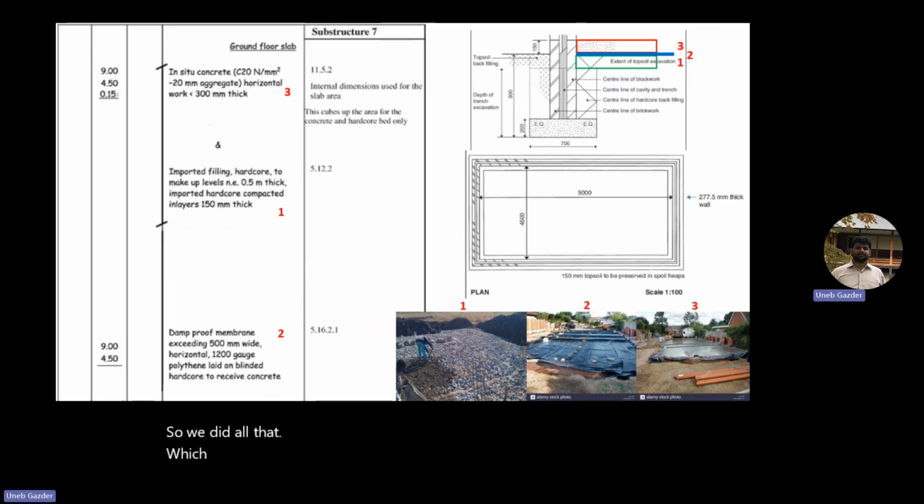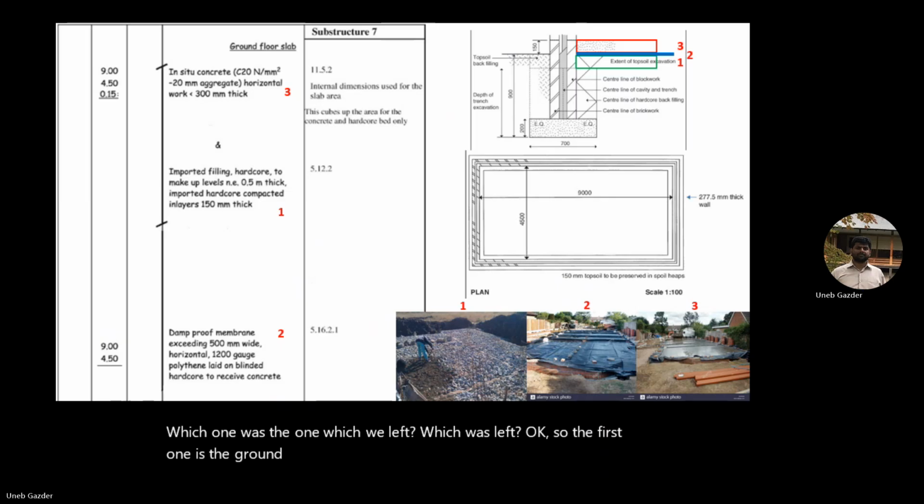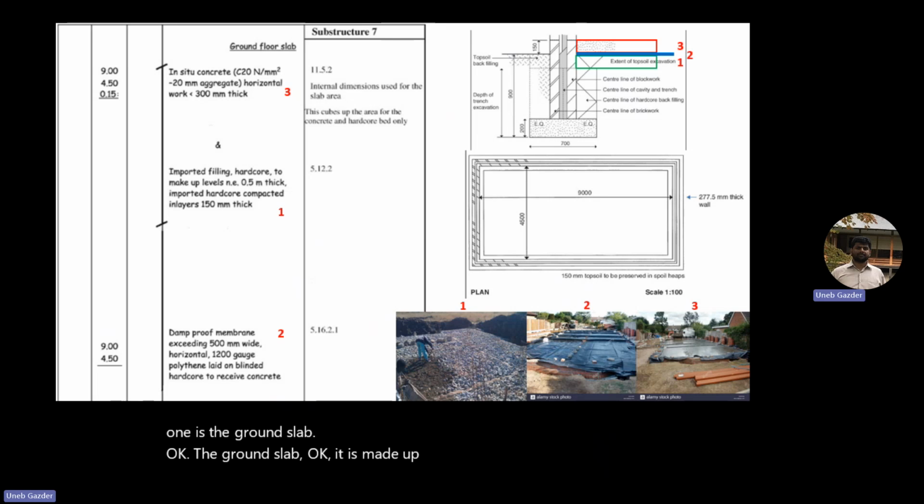Which one was this? It is the one which was left. So the first one is the ground slab. It is made up of concrete, as you can see. The type of cement is given, the strength is given, and the size of the aggregate is given.